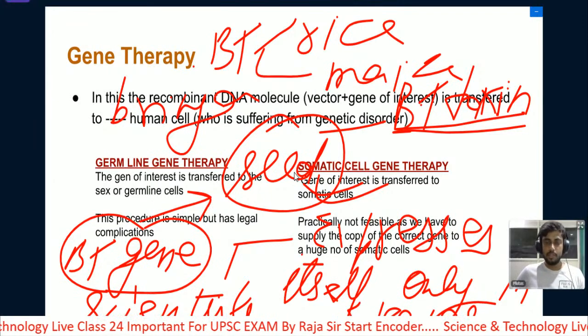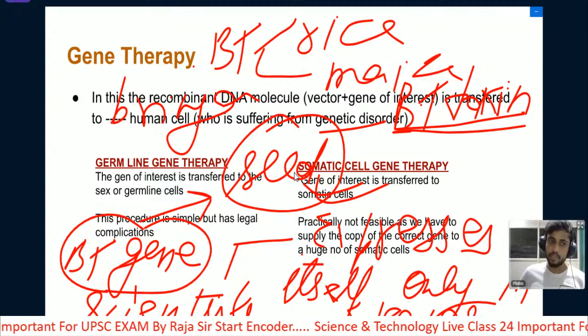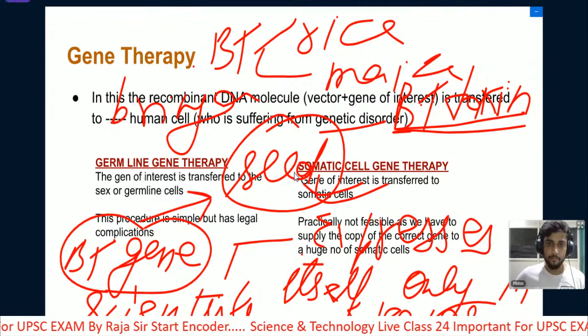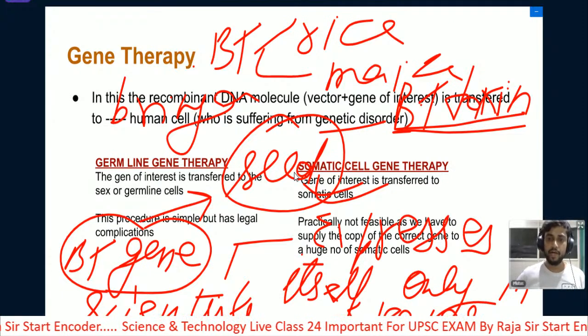So the BT crops are genetically modified crops, but not all genetically modified crops are BT crops. Okay, BT crops are only one category of the genetically modified crops.